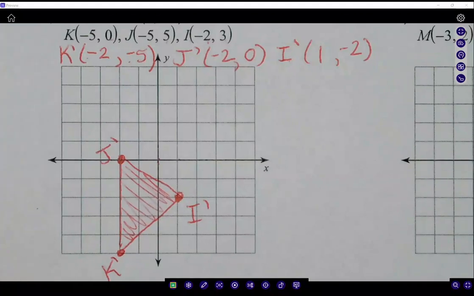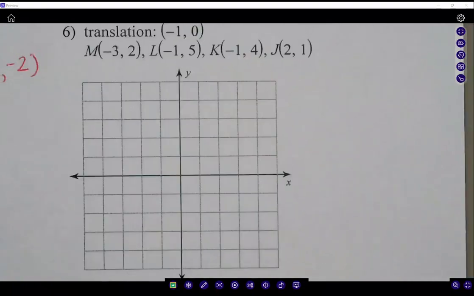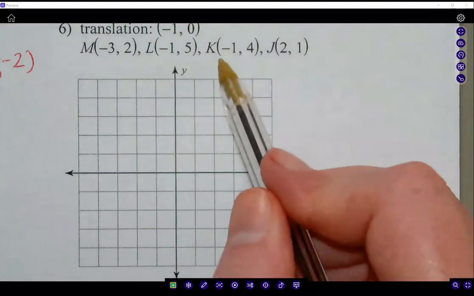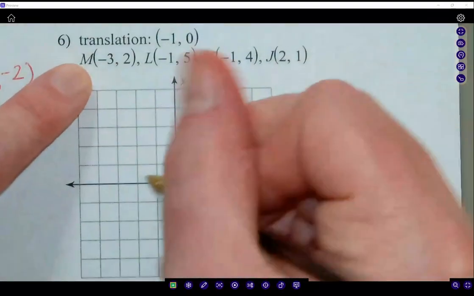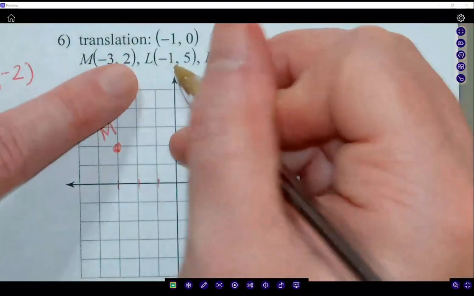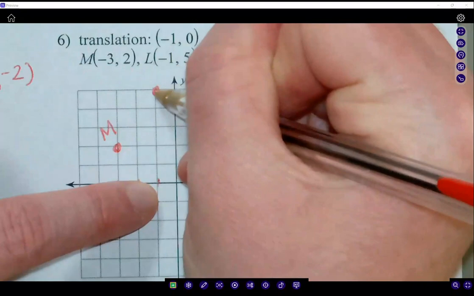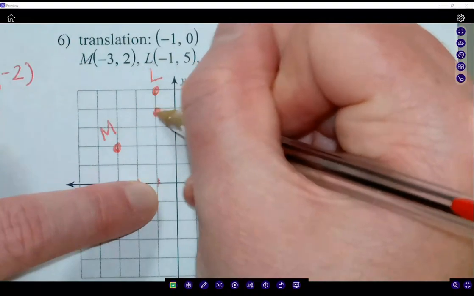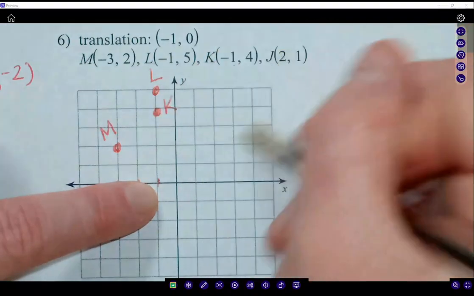Let's say that you did not remember how to do the translation part algebraically. You could have graphed your original image, and I did notice that a lot of kids actually did it this way. So I'm going to go ahead and plot these points. I've got M, L, K, and J. So M is at negative 3, 2. L is at negative 1, 5. K is at negative 1, 4. And J is at 2, 1.